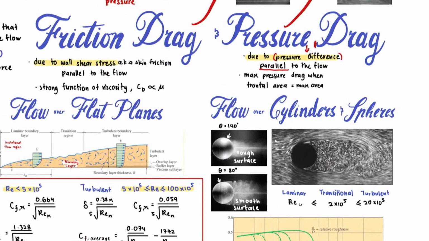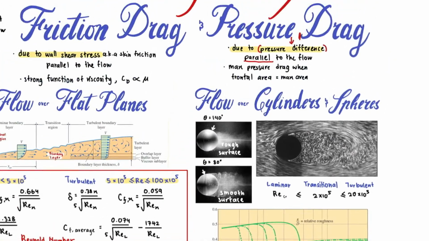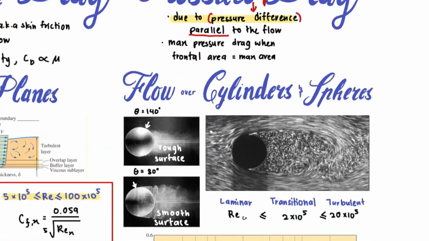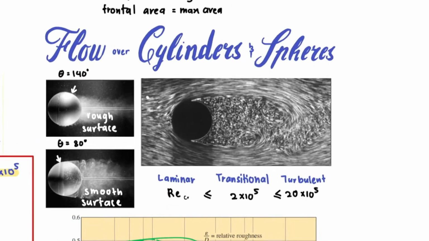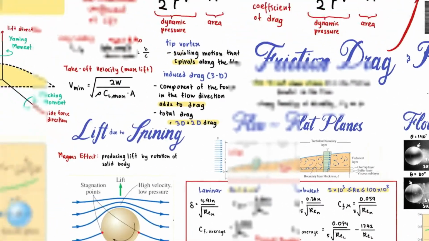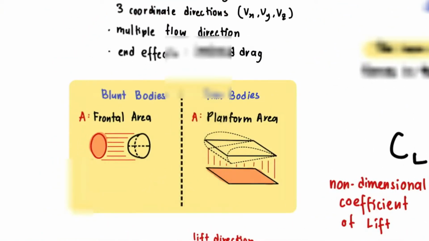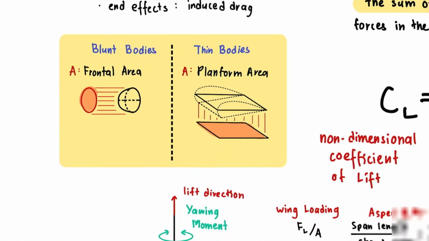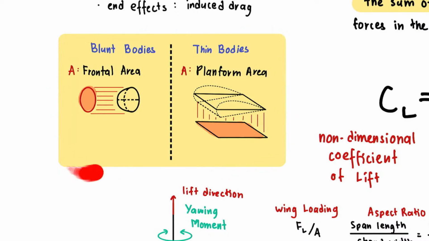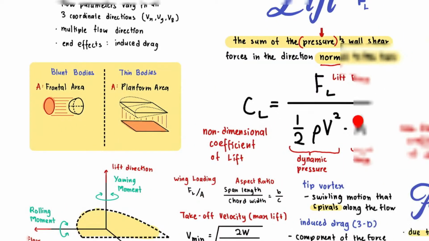Okay, so friction drag and pressure drag. Let's go here first. What I want to show you before we go through the drag is the difference between blunt bodies and thin bodies. For blunt bodies, the area in the equation here is referred to as the frontal area, but for thin bodies, the area is considered to be the planform area.